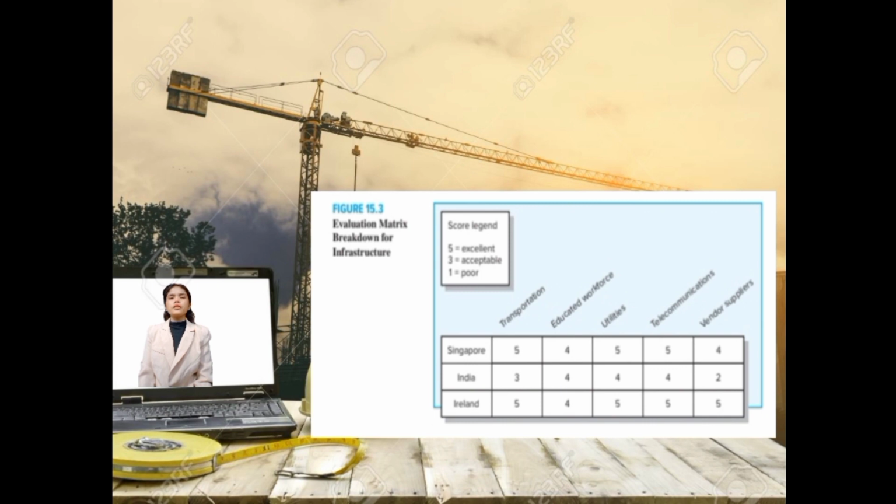Figure 15.3 is the breakdown of the infrastructure evaluation factor. In this example, transportation, educated workforce, utilities, telecommunication, and vendor suppliers are considered important in evaluating the infrastructure of each site. The scores given in this figure are used to assign values to the infrastructure in this assessment matrix. Given the macroeconomic factors, it is imperative that the project manager quickly becomes sensitized to the foreign cultural factors that can spell project success or failure.